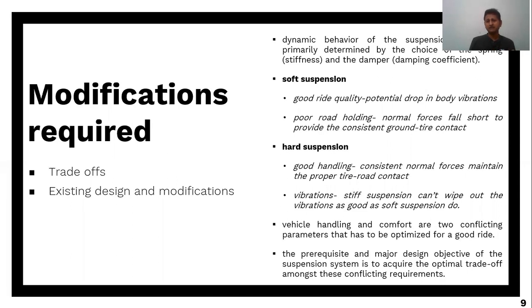But at the same time, the hard suspension can take the maximum load, so we can use it for carrying goods and passengers. But when the vehicle is unloaded, it shows jumping behavior and an extreme level of vibration due to the stiffness. So we should find a trade-off between those two parameters.